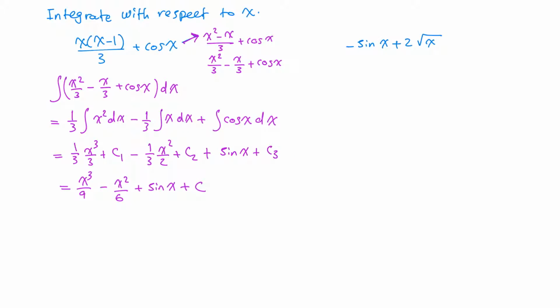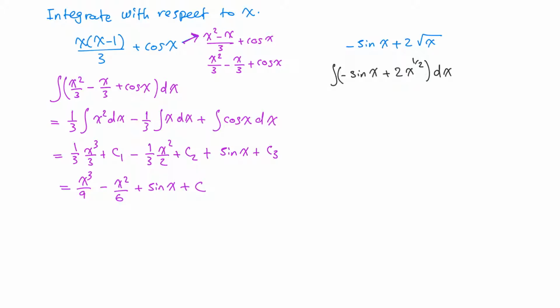Now for the next part of the question, I'm trying to find the integral of negative sine x plus 2x to the 1 over 2 with respect to dx.